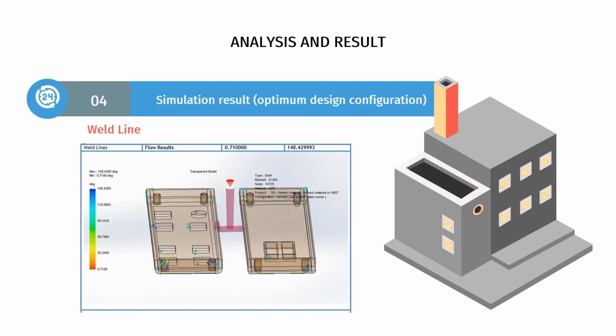Next I will explain about the weld line. For the weld line, in the flow result, we get 0.71 degree for the minimum angle, and for the maximum angle we get 148.42993 degree. So that shows in the base component we have a maximum of 148.4300 degree, and the minimum is 0.71 degree.